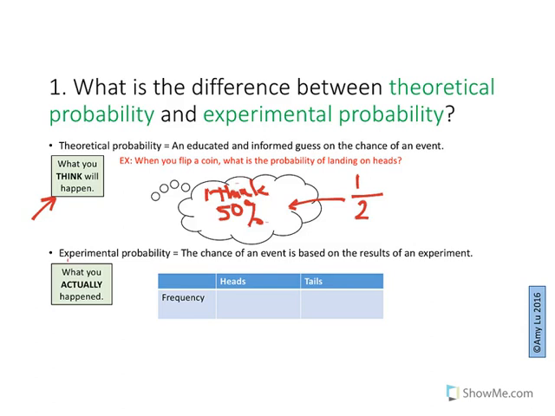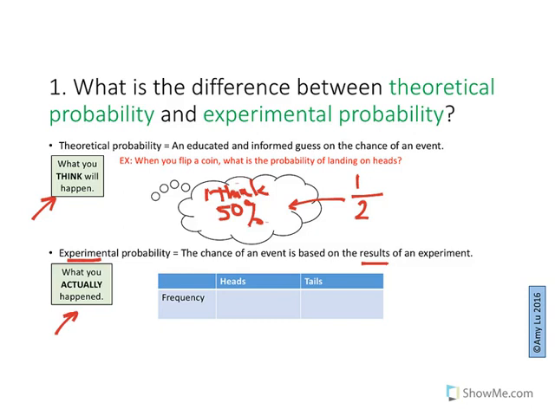Experimental probability, now the word experiment means to have done something, is the chance of an event happening based on the results of an experiment. So it's already been done. So you're basically theorizing on what has happened. So you comment on what actually happened.